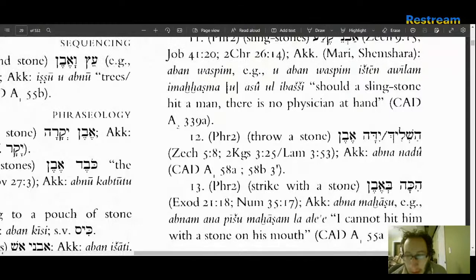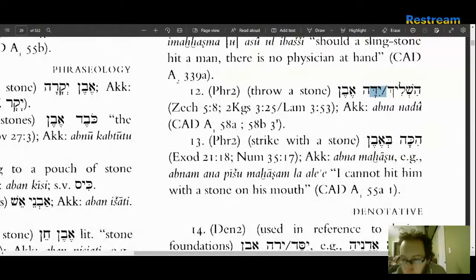Throw a stone. There's two ways to say it in Hebrew. You could say it as Esalik and Yada. The word Yada is the same word for the word for hand. It's from the same root. It means to stretch out or reach out. In the context of a verb, it means to throw with your hand, essentially. Your hand is thrown out when you're grabbing something, and when you're throwing something, you throw it. So it's the same word. The Akkadian has Abna Nadu. So in Akkadian, instead of Yod, it has a Nun instead. But otherwise, it's the same root, same meaning.